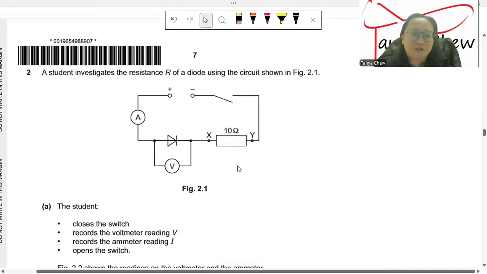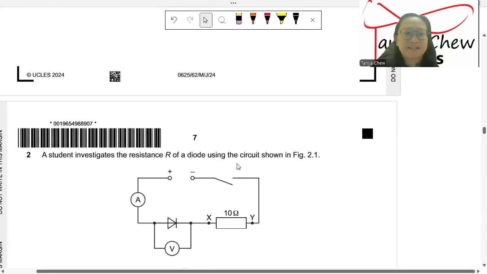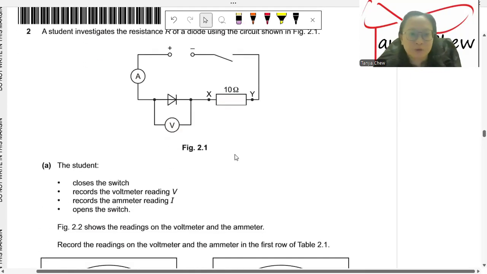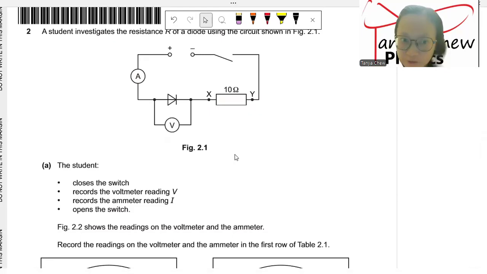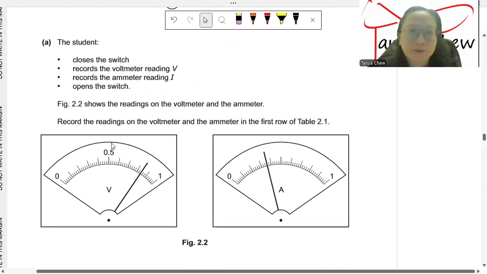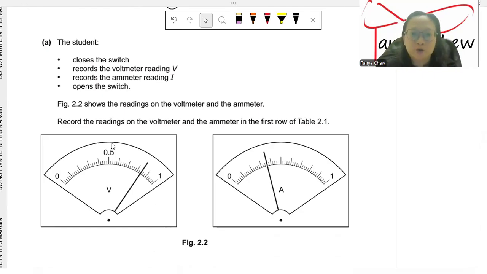Now, question number 2. A student investigates the resistance R of a diode using the circuit shown in Fig 2.1. A, the student closes the switch, records the voltmeter reading V, records the ammeter reading I, and opens the switch after that. Fig 2.2 shows the readings on the voltmeter and the ammeter. Record the readings on the voltmeter and the ammeter in the first row of Table 2.1.